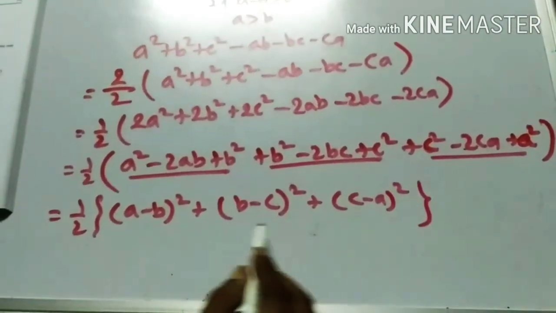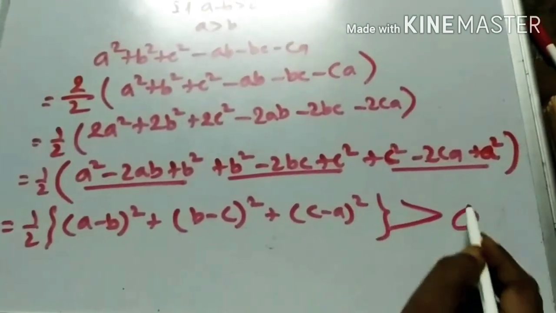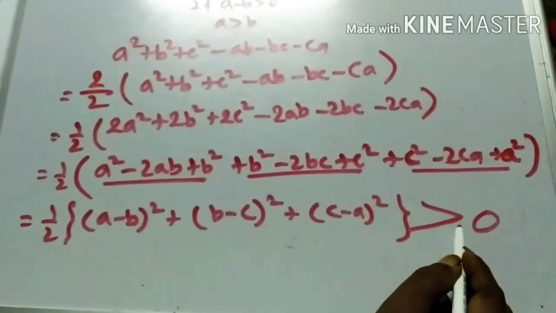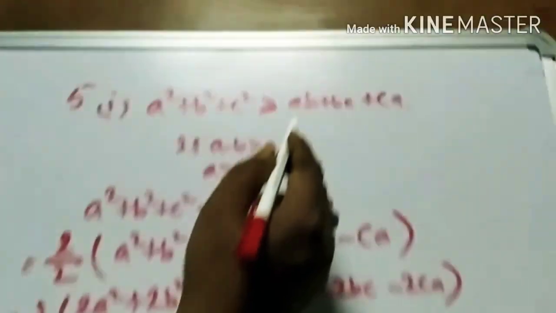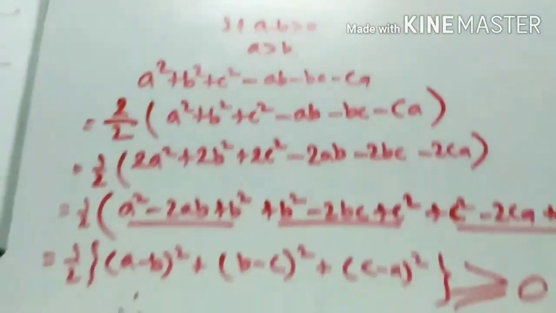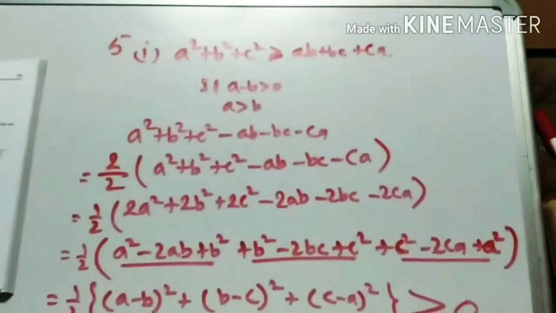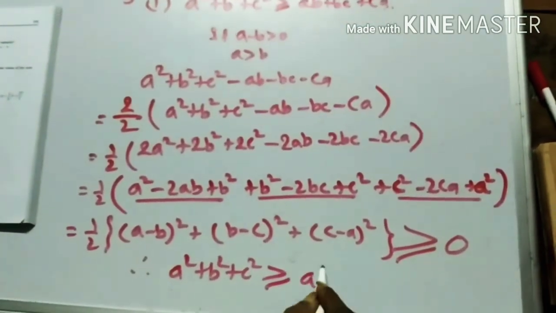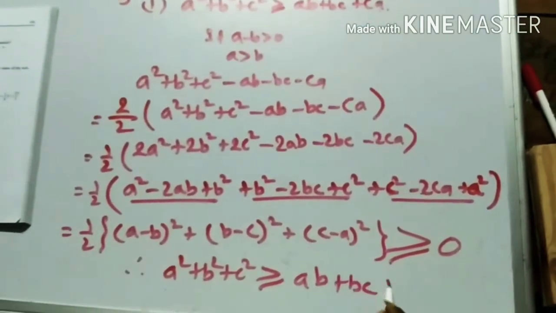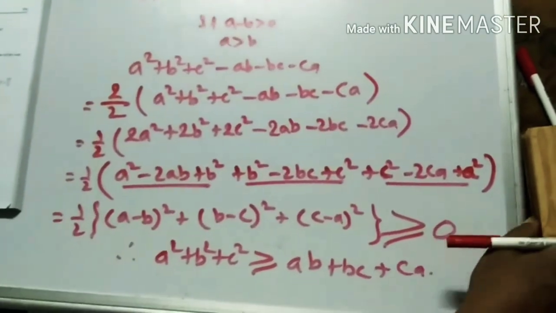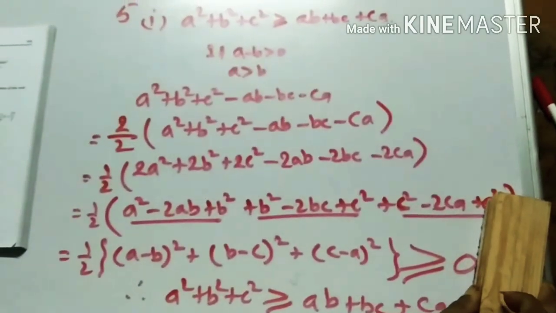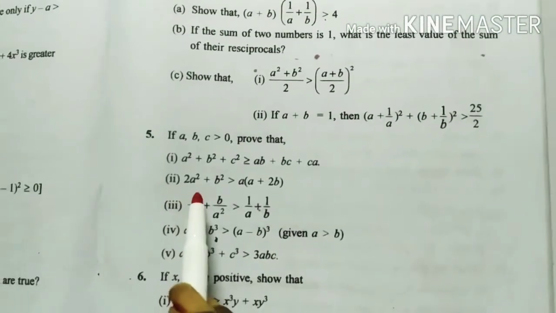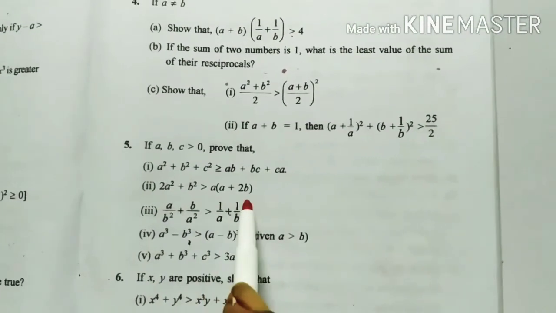So all these are squares, so this is greater than or equal to 0. So the above statement I have proved. Therefore I can say that a square plus b square plus c square is greater than or equal to ab plus bc plus ca. Proved. Now your second question is this: 2a square plus b square greater than this.